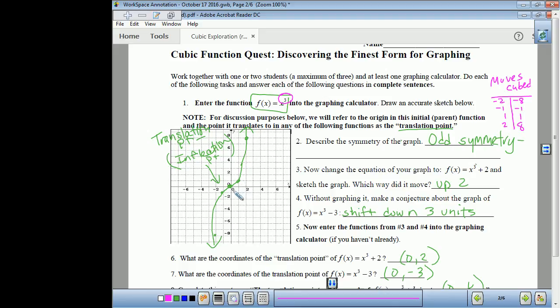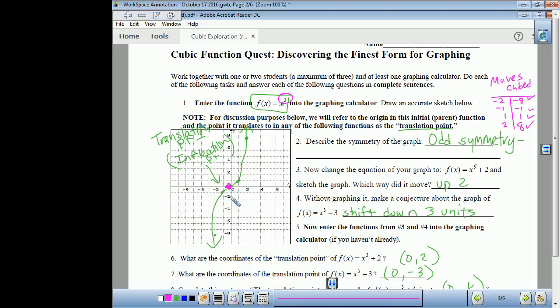Let's see if those points are on there. From this inflection point, which is the translation point, right 1, up 1. Left 1, down 1. There they are, guys. Right 2, up 8. There it is. Left 2, down 8. Those are our moves for a cubic function. And those moves are the same from this translation point on every single cubic we do, unless it has a stretch or compression. Now, this one happens to have odd symmetry because this inflection point occurs at the origin.